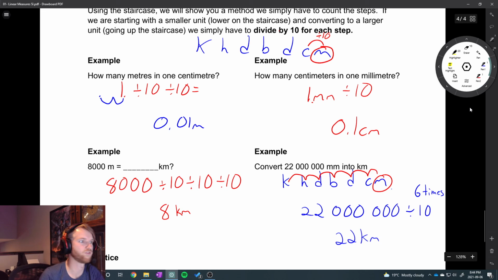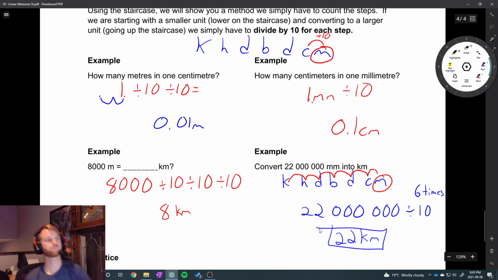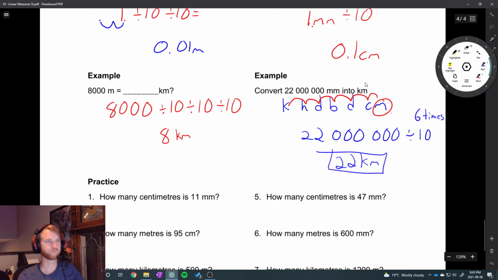All right, to end off this video, I'll just show you the answers to these last 2 examples. 8,000 is being divided by 10 3 times, to go from meters 1, 2, 3 up to kilometers. And this last one, 22 million millimeters to kilometers. We're going from millimeters up 6 steps, times by 10 or divide by 10 6 times to get that is the same thing as 22 kilometers. Give those practice problems a try, and good luck.